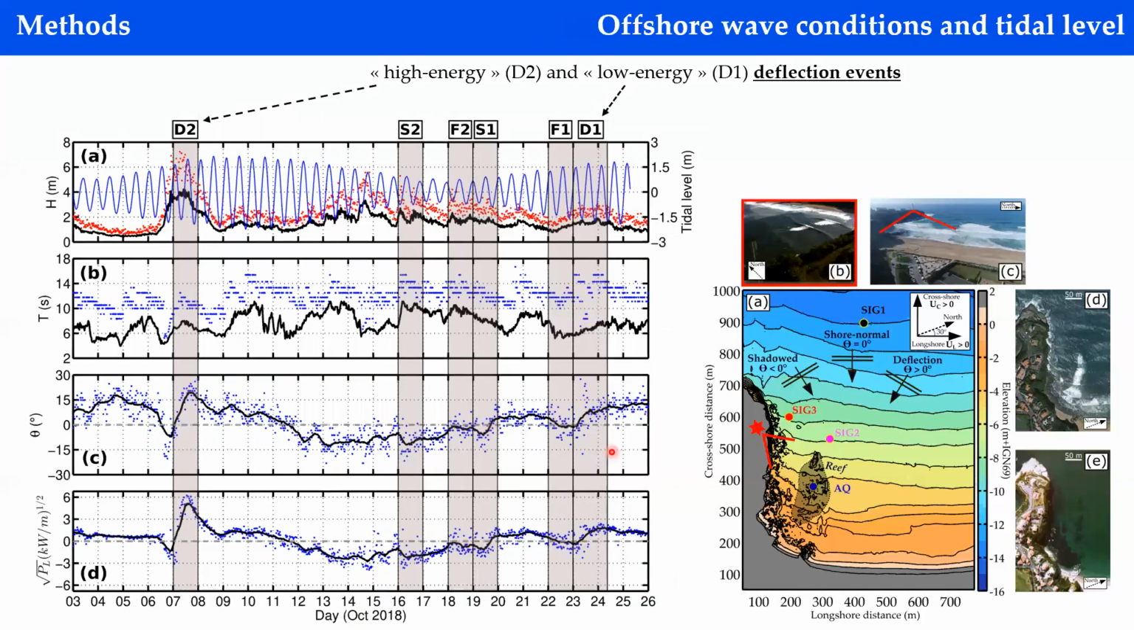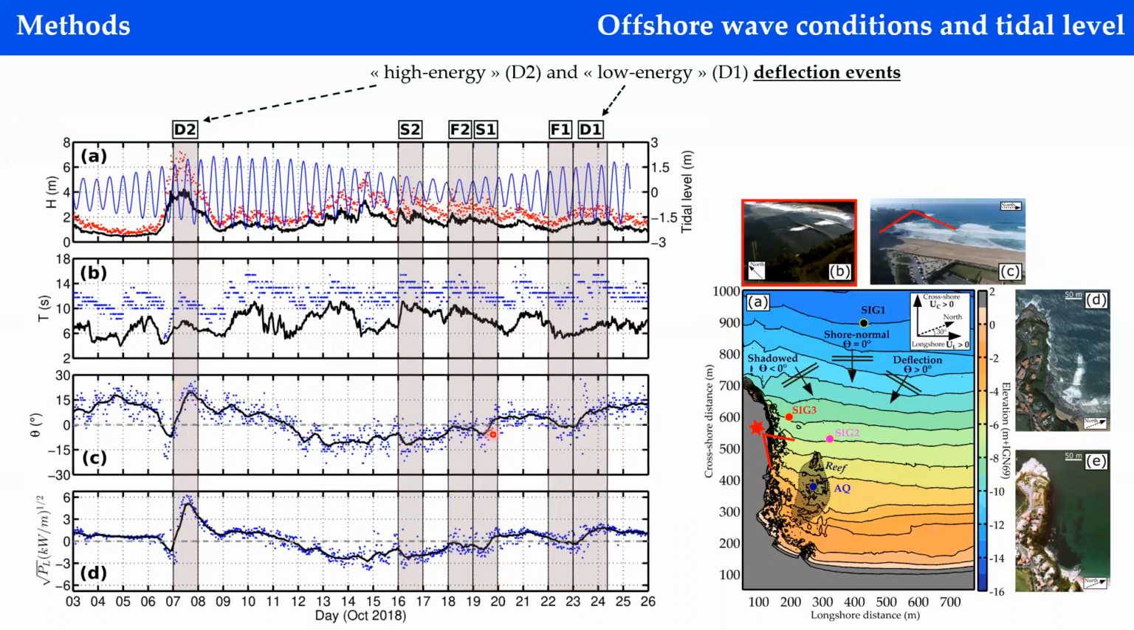The offshore wave conditions and tidal levels covered a really large spectrum during October 2018. Especially, there were several energetic wave events where the significant wave height exceeded well beyond 2 meters. And also a very oblique wave event and a shore-normal wave event.